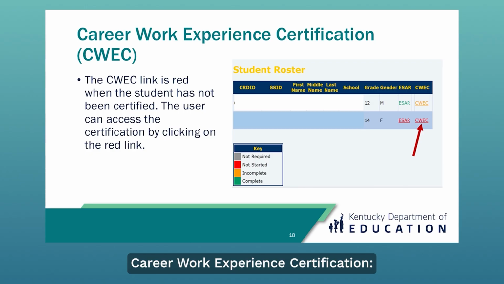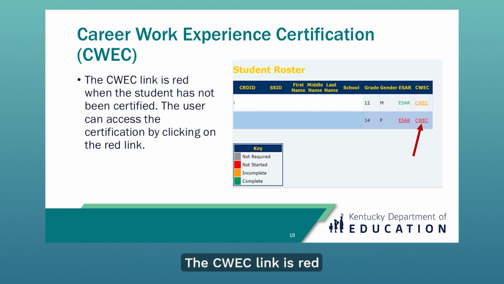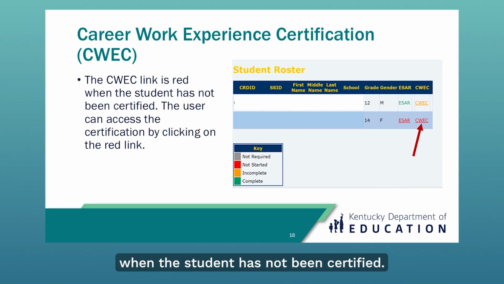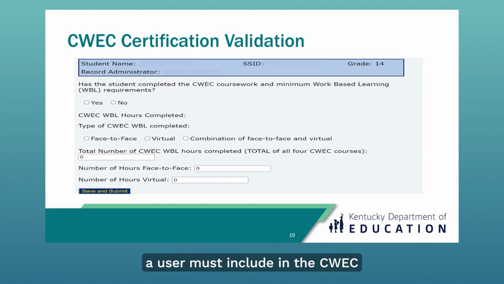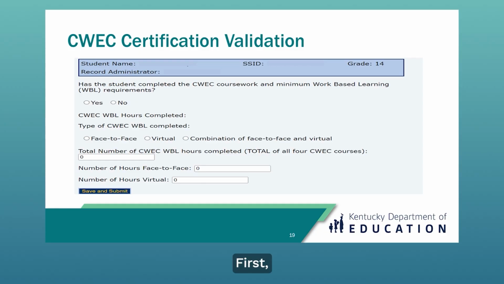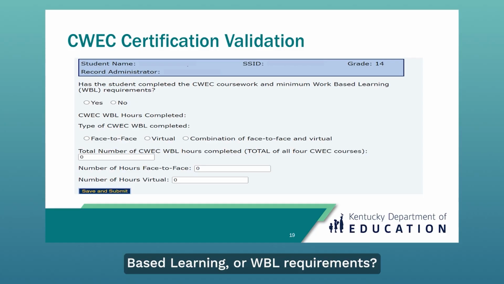Career Work Experience Certification. The CWEC link is red when the student has not been certified. The user can access the certification by clicking on the red link. There are now 5 fields a user must include in the CWEC certification screen. First, has the student completed the CWEC and Work-Based Learning or WBL requirements? This is a yes or no question.